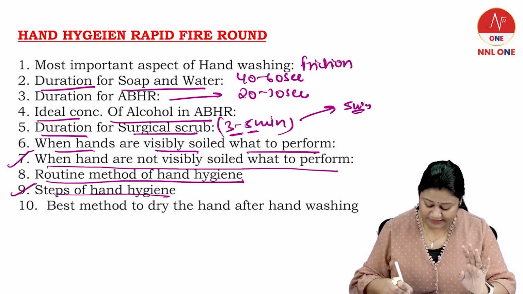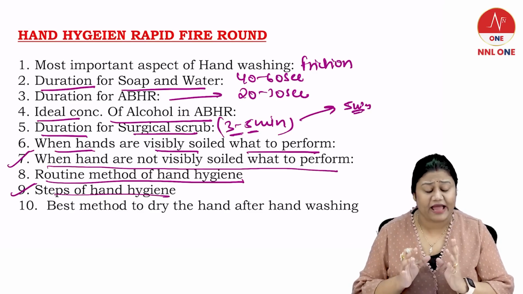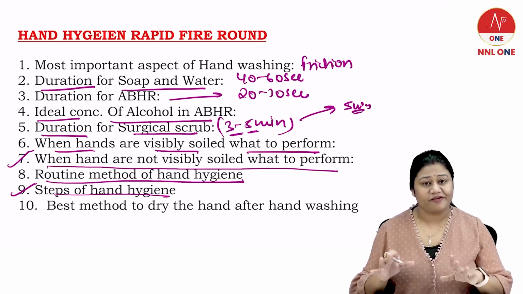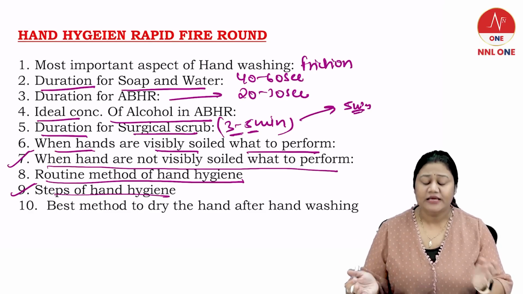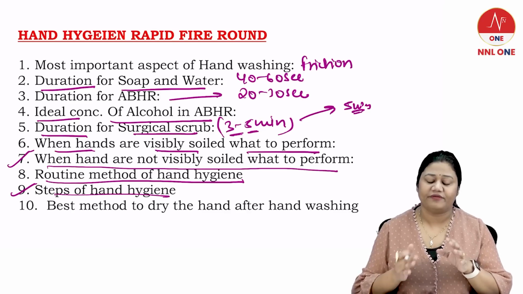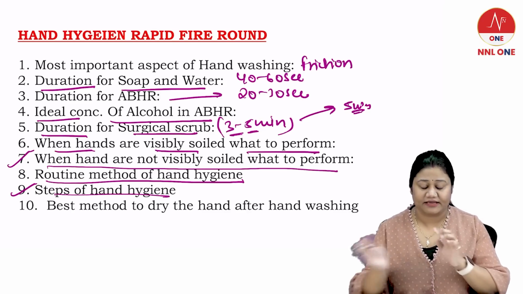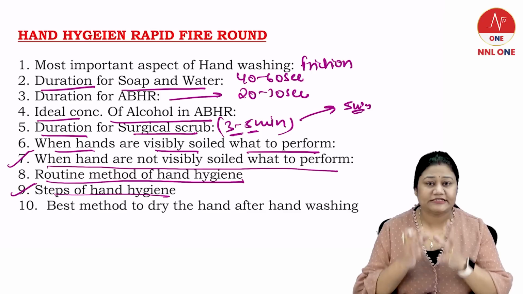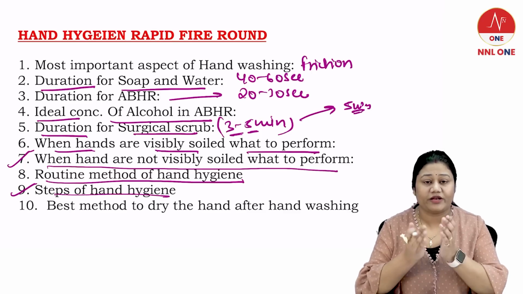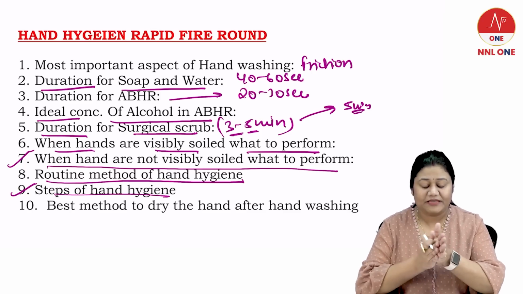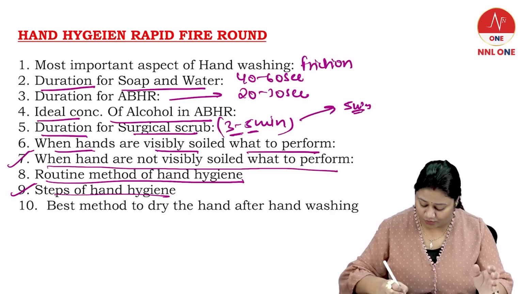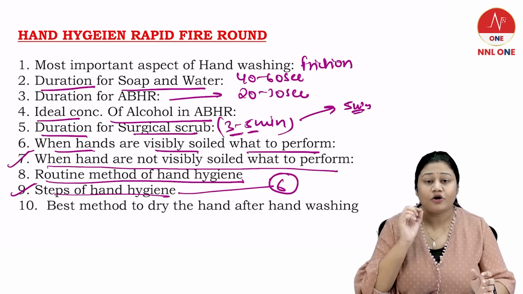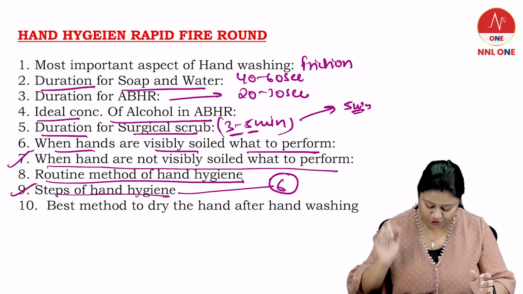How many steps of hand hygiene are there? In general, if you see a chart, there are a lot of steps as per the World Health Organization. The standard chart says that 11 steps are there, but the genuine steps of performing hand hygiene, that means when you are starting the friction, are 6 steps in total. There are core 6 steps of hand hygiene, right?